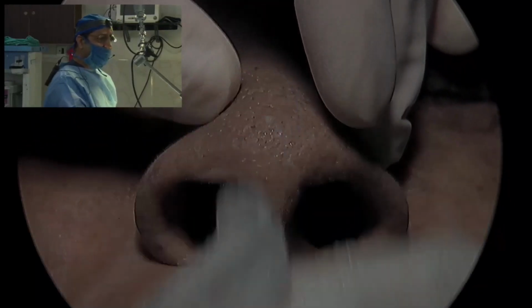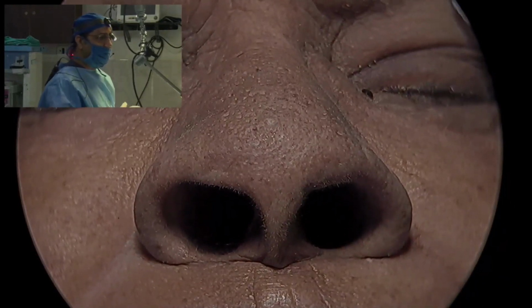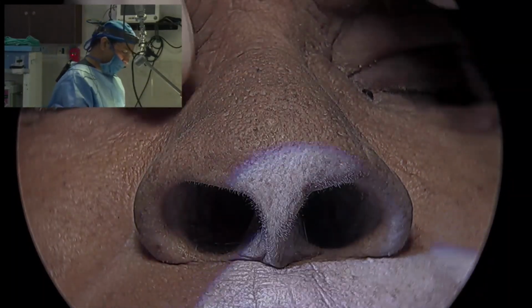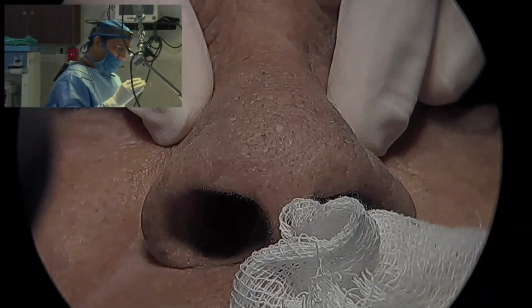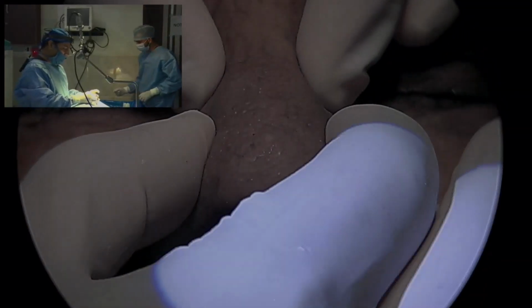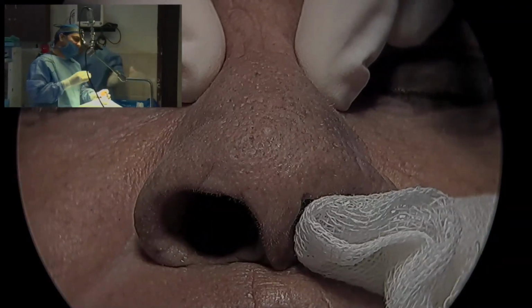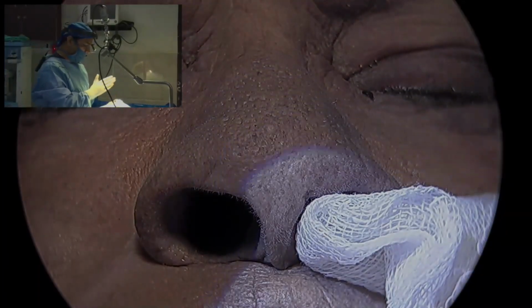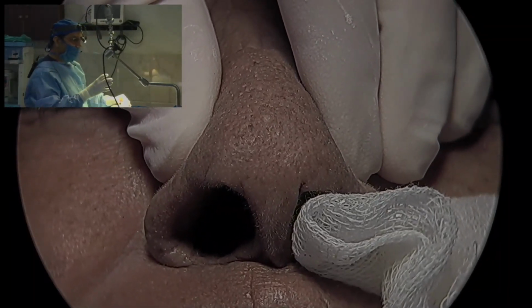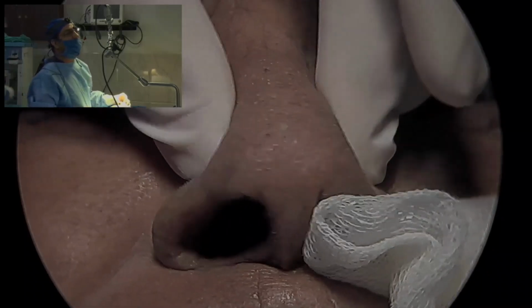For simplifying, for learning the surgical anatomy of the nose, we can divide the nose pyramid into three parts: upper one third, middle one third, and lower one third. So this entire nose pyramid we can divide into three parts: upper third, mid third, and lower third. Each third part of the nose has its own important inner framework.